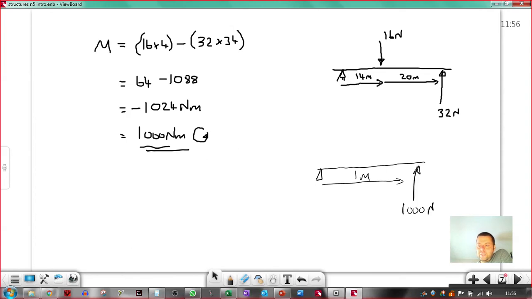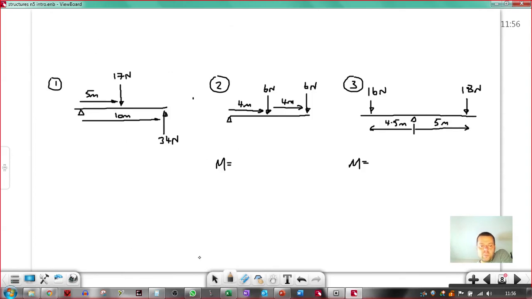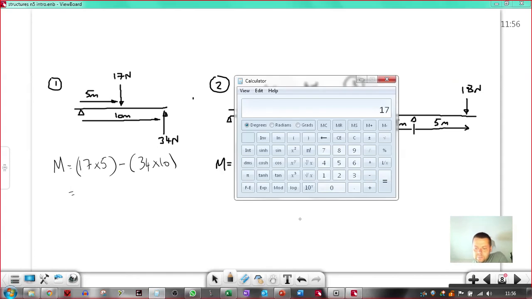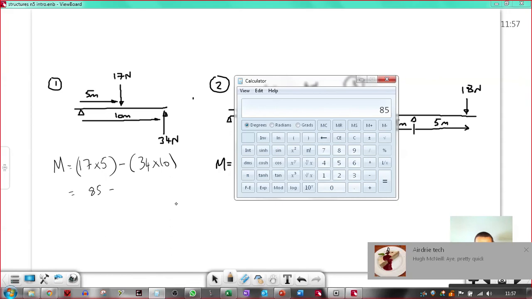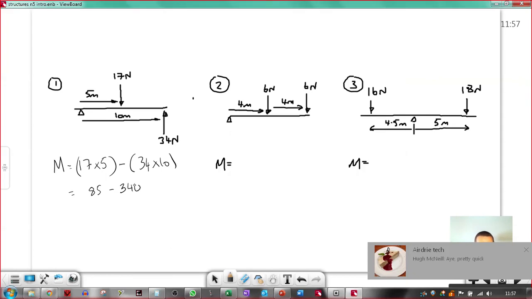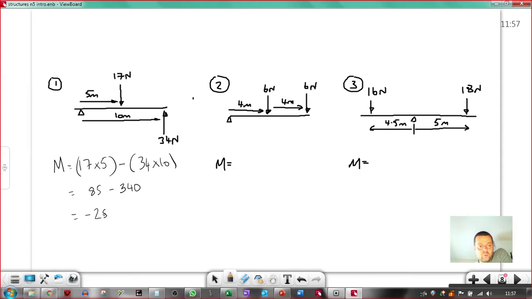Okay, so these were the questions you were asked to do. I'm just going to quickly do one of these questions. You were asked to work out the total moment. So you should have gone clockwise, 17 times 5, and then this is anti-clockwise, so that's minus 34 times 10. So that equals 17 times 5 is 85, minus 340, which is minus 255, and you need to put the units in. Obviously that would be Newton meters because it's a moment.